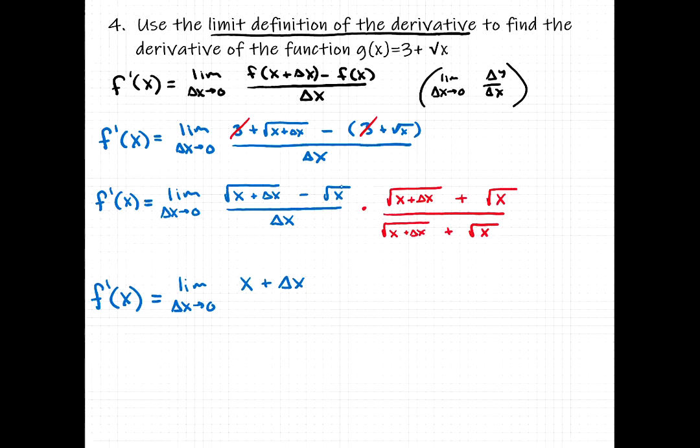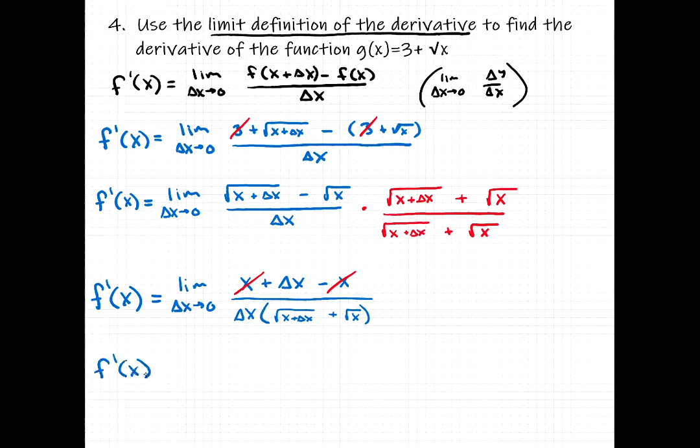And so I'll have last times last. The square root of x times the square root of x is x. One's positive, one's negative, so we have a minus x. And that's all divided by delta x times the square root of x plus delta x plus the square root of x. Oh, it's looking good. So the x's cancel. We have a positive and a negative x.